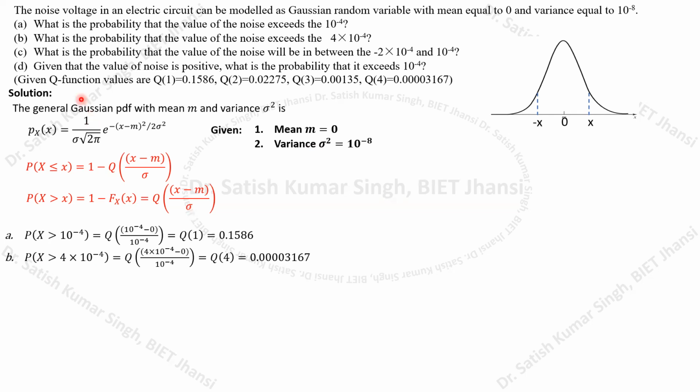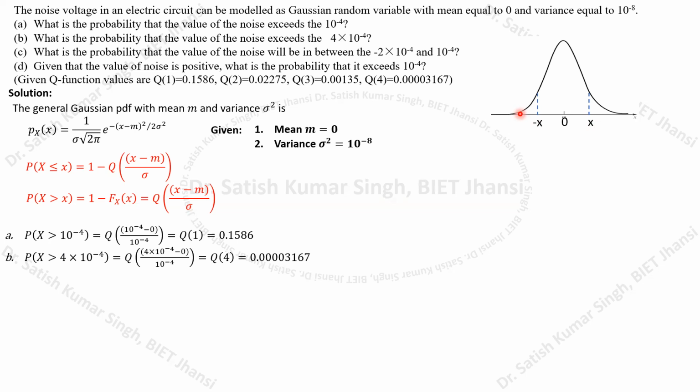Now in the third problem, we have to find the probability that the value of the noise will be between minus 2 into 10 to the power minus 4 and 10 to the power minus 4. Let us say this X value is 10 to the power minus 4, and somewhere here we get minus 2 into 10 to the power minus 4. If this is 10 to the power minus 4, then minus 10 to the power minus 4 is here, so minus 2 into 10 to the power minus 4 will be somewhere beyond that.